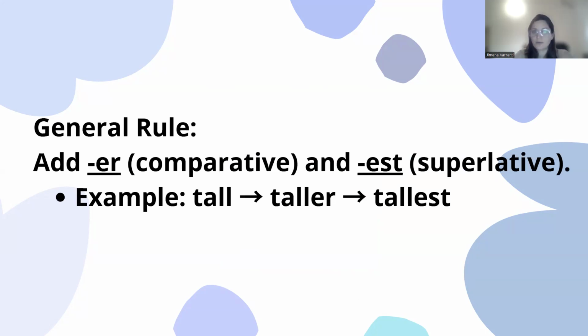So the general rule is that we add er to an adjective in order to make it comparative, and est to an adjective to make it superlative. For example, tall, taller, tallest. This is the general rule. Now let's go to the exceptions.